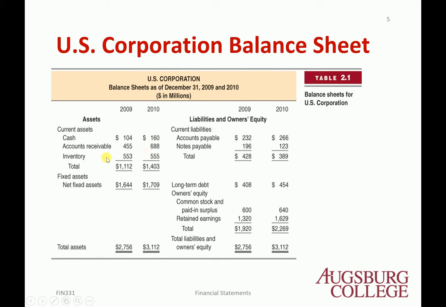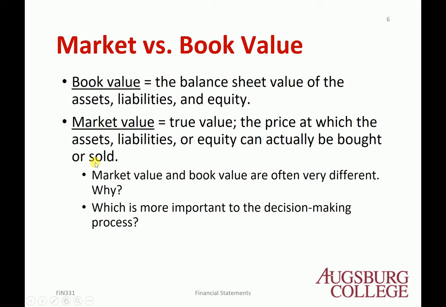But the problem here is, for example, cash should be fine because cash is simply cash in the market too. But if you look at the accounts receivable here, $680 million, you may not collect everything, so the value may be lower in the market. Also the fixed assets, $1,709,000,000, that's the net fixed assets. It's possible that you may receive more money when you try to sell this fixed asset, or you may get less value. So the book value is again the balance sheet value, the accounting value based on US GAAP. The market value is based on supply and demand, the true value in the market.